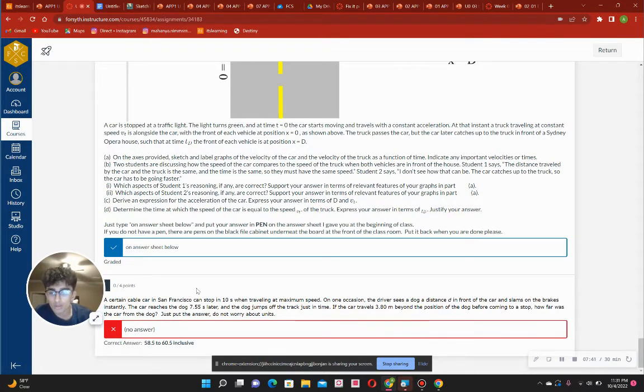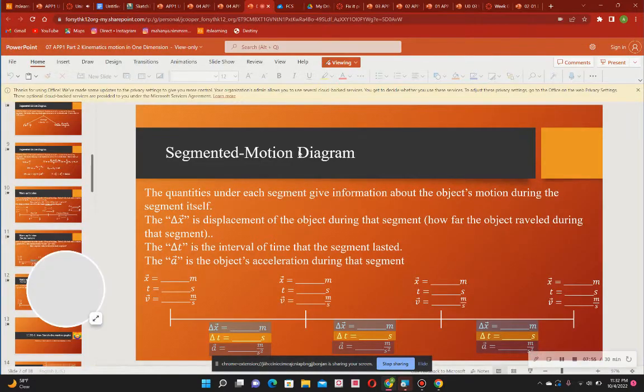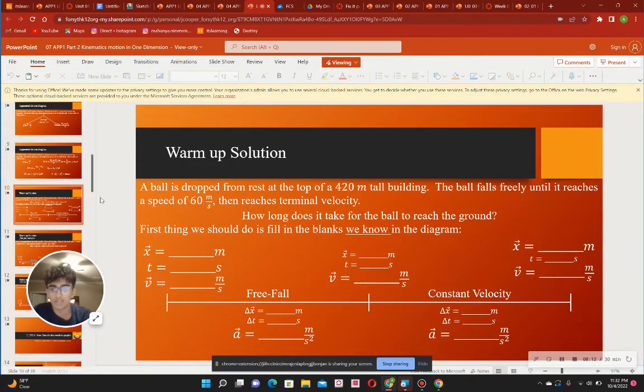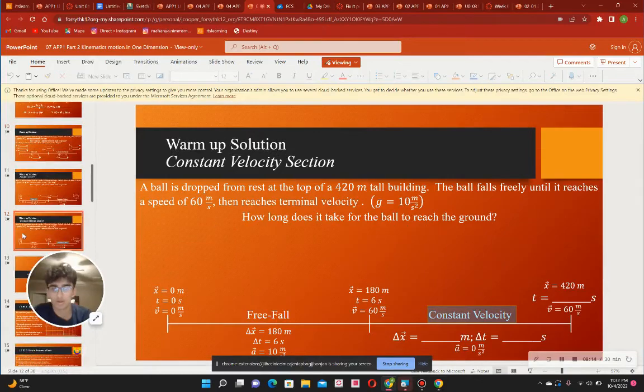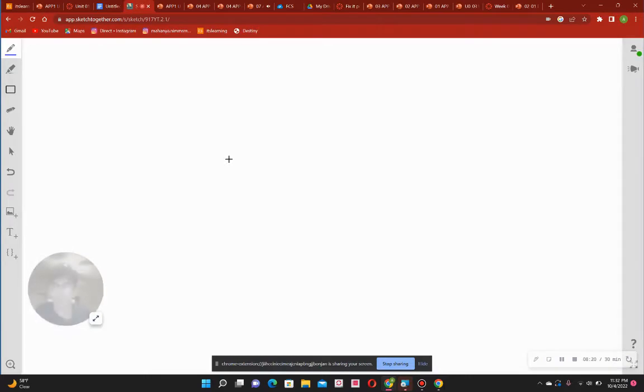So for the question, we have several given values, and it looks like we're going to have to do a segmented motion diagram, which you taught us how to do right here in this lesson. If I saw the question, I think I would be able to apply what I learned from here. We did several examples on the board as well. So let's go ahead and solve this question.